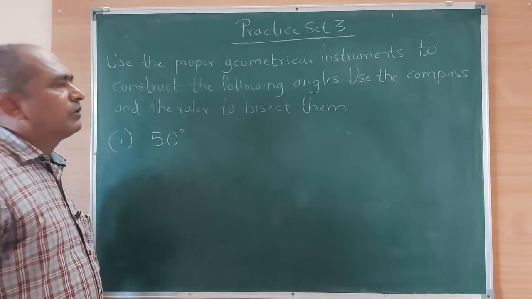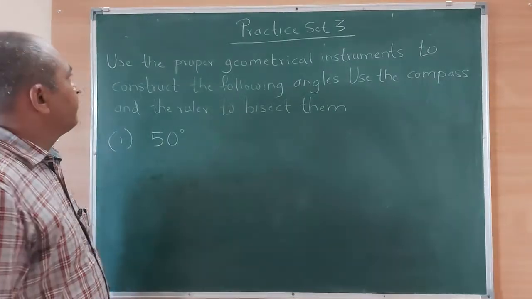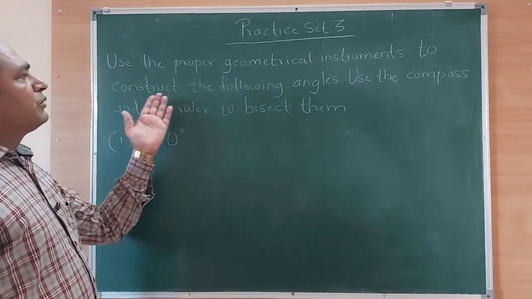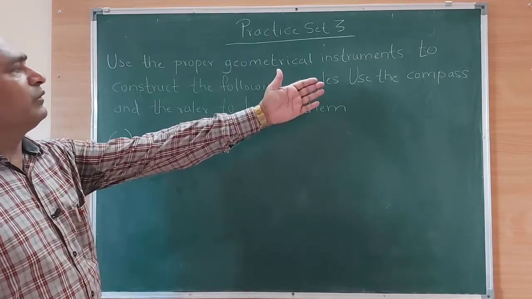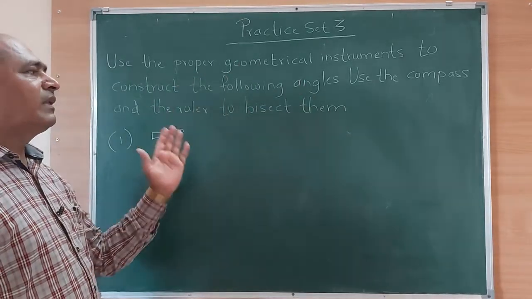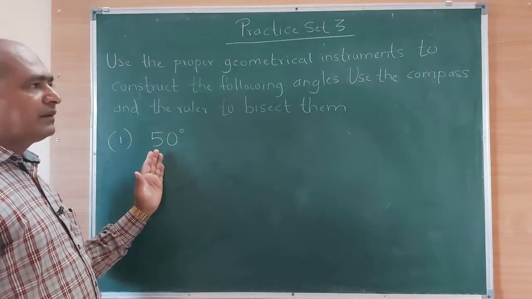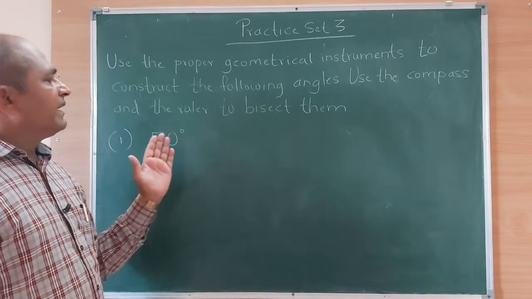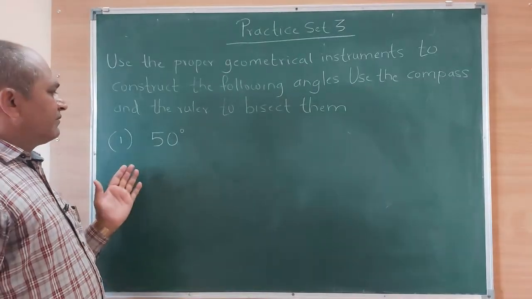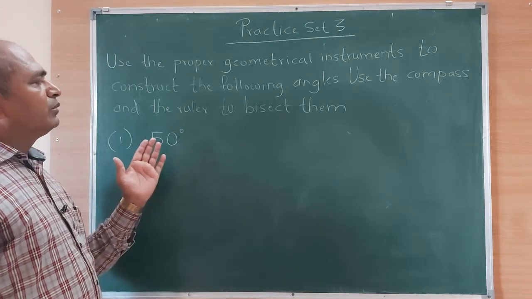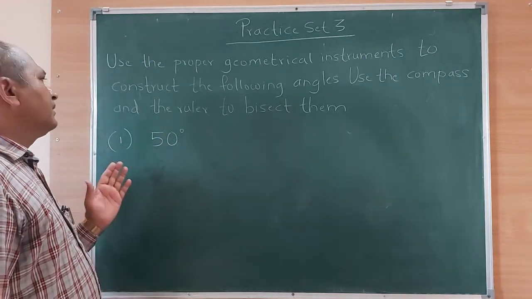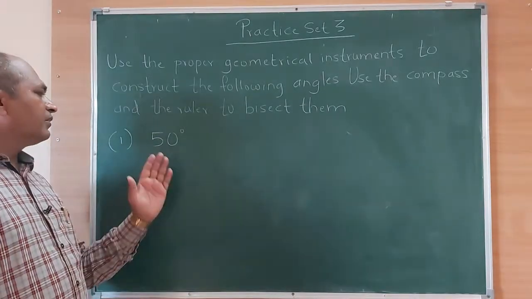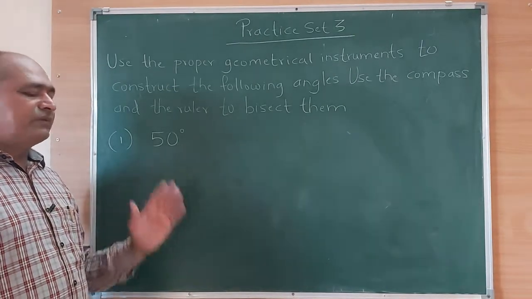So we'll discuss practice set 3. By using proper geometrical instruments, we are told to construct the following angles. Use compass and ruler to bisect them. First we have to draw angles of the given measure. Various angles of various measures they have told, and we have to bisect them using a compass and a ruler. So first we will draw an angle which is of 50 degrees.